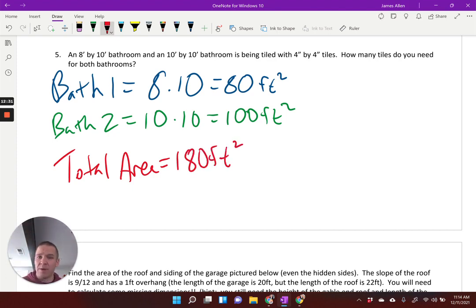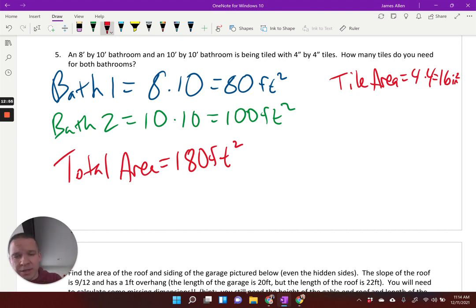This is kind of like the other problem, right? Now I have 4 by 4 inch tiles. So my tile area is 4 times 4, which is 16 inches squared. So I got to make some conversions here. Potentially, you could do the layout and figure out how many tiles in each one. This is going to be a more universal approach. So this is what I'll do. I'm going to go ahead and convert this to inches squared.